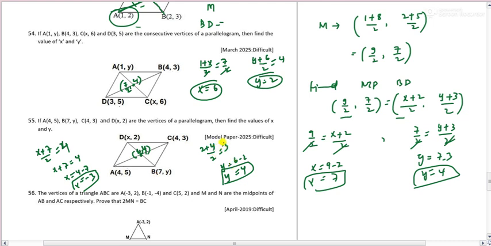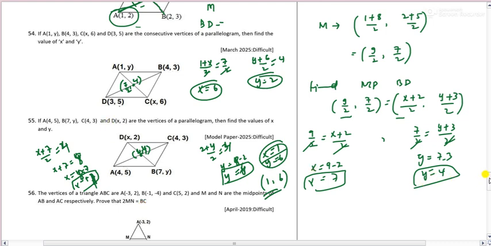Again, here it is (x plus 7) by 2 is equal to 4 and (2 plus y) by 2 is equal to 4. So x is 8 minus 7, which is 1. And here it is 8 minus 2, which is 6. So it is 1 comma 6. You should write separately: x is 1 and y is 6. Correct? Easy, no?